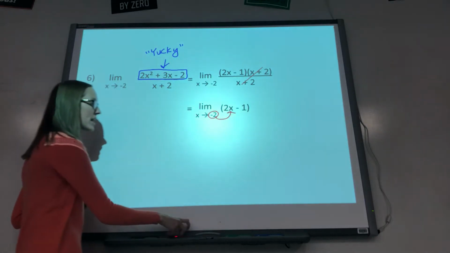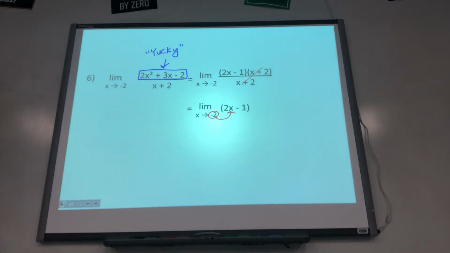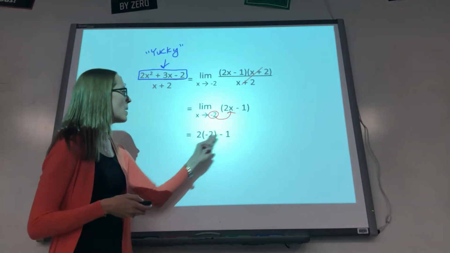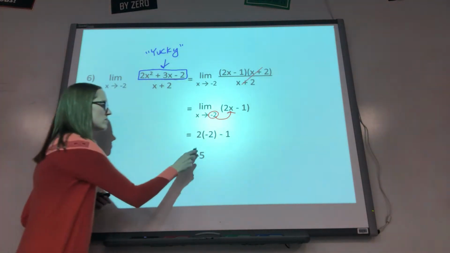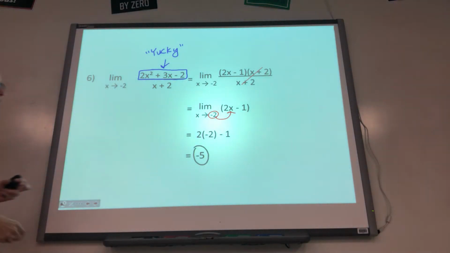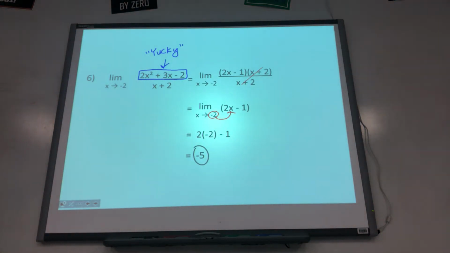And here we go again. Plug in the negative 2. So this is going to be negative 4 minus 1, which is negative 5. So the limit as x approaches negative 2 is negative 5.